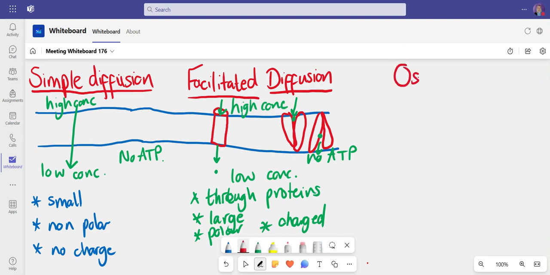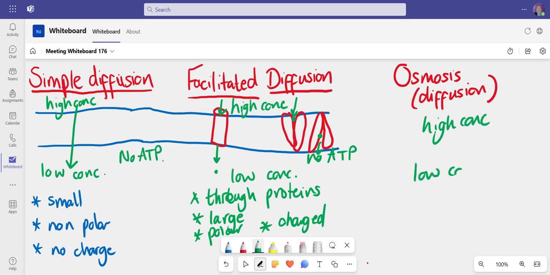Now, a third type of diffusion is osmosis. Now, osmosis is simply diffusion of water. It's still diffusion, which means it's still going to go from a high concentration to a low concentration across the membrane. But the word osmosis simply means diffusion of water molecules. So we specifically have water molecules that are moving from high concentration to low concentration.